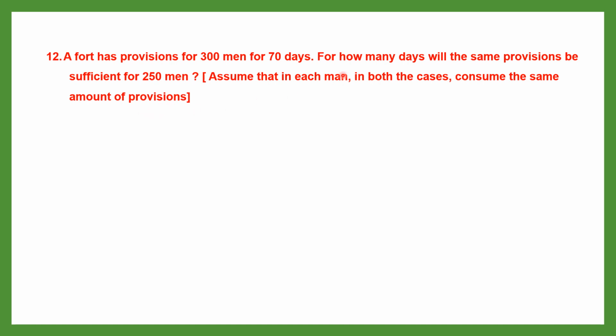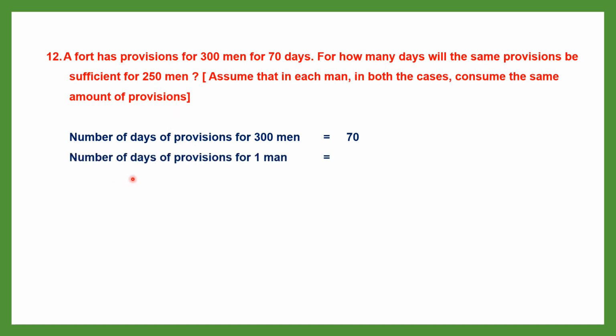So now let's begin. We are asked to find how many days. So let's write number of days of provisions for 300 men, which is already given to us, is 70. So 300 men, it's 70. How many days will it take for 250 men? First, we have to find for one man. So number of days of provisions for one man. 300 men will finish it off in 70 days. If there's only one man and so much of provisions, he can use it for many more days. So that means this is multiplication. 70 into 300.